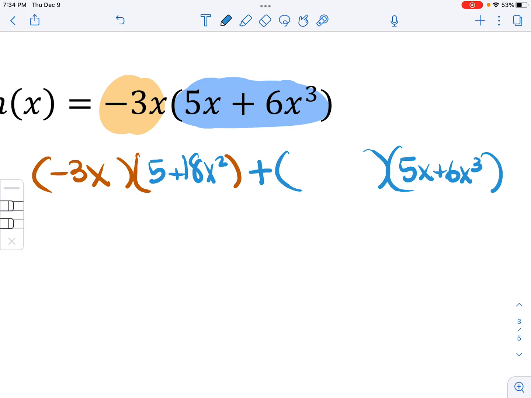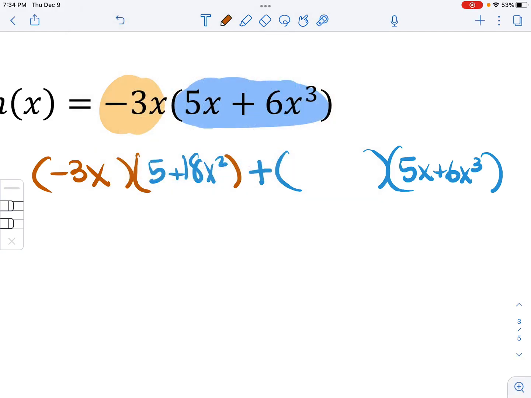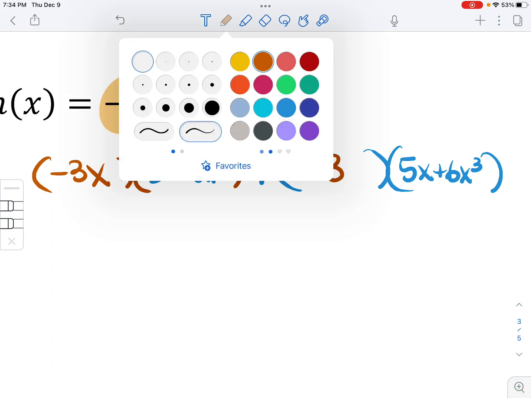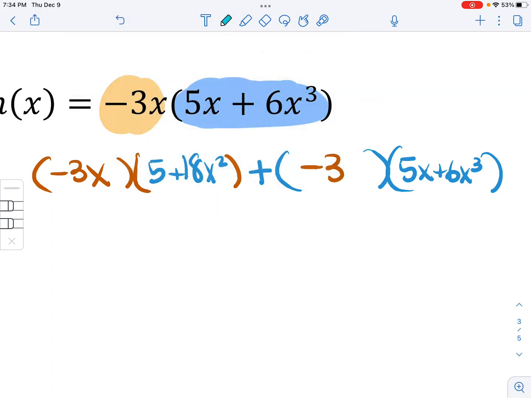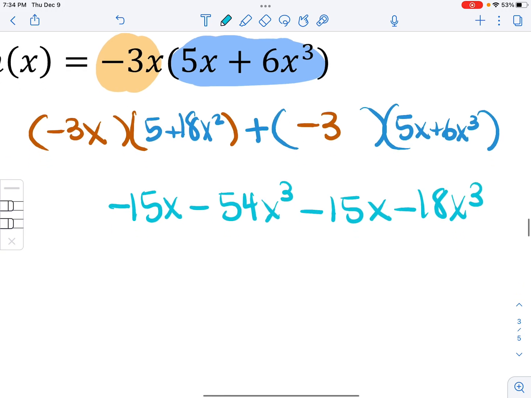And then I will take the derivative of the orange. So the derivative of negative 3x is negative 3. And then I'm just going to distribute and combine like terms. So we've got negative 15x, negative 54x to the third, minus another 15x, minus 18x cubed. And if I really want to be fancy, I guess I could combine my like terms. So 54 plus 18 is 72. So negative 72x cubed minus 30x.